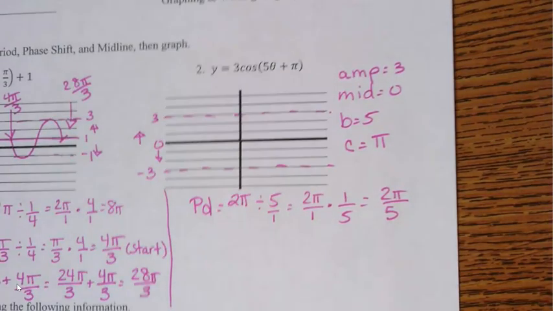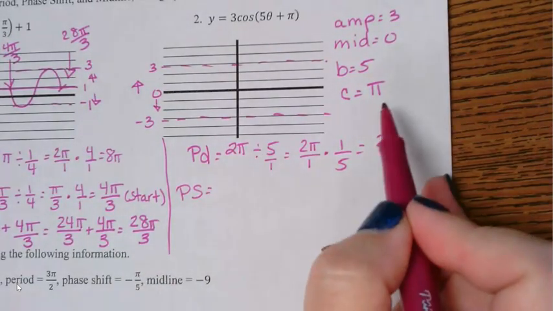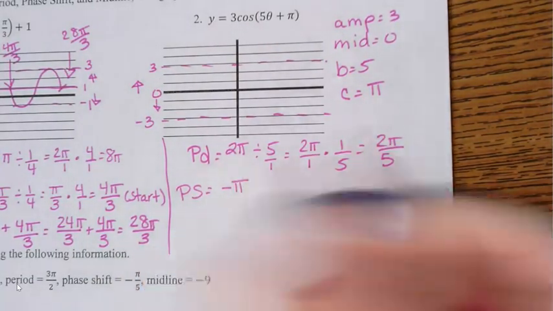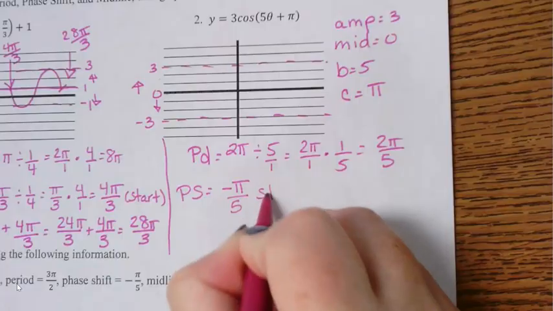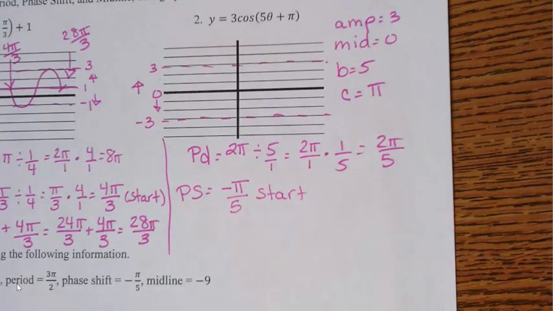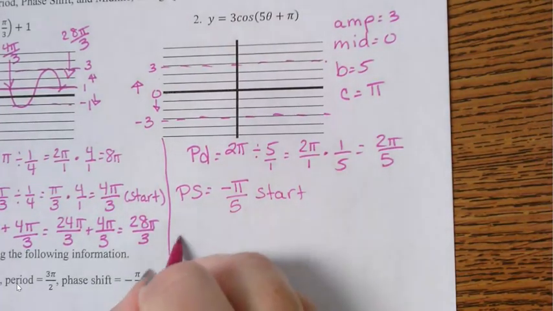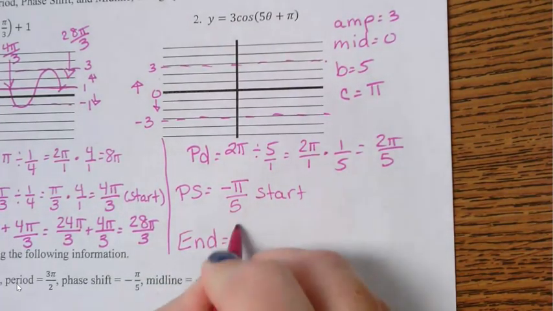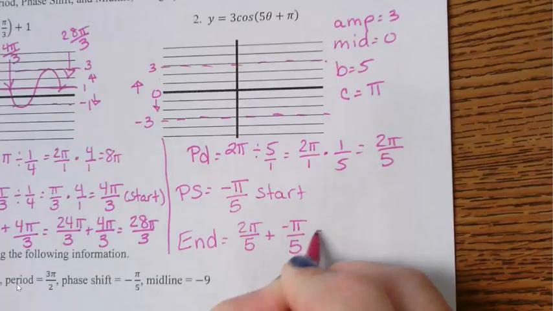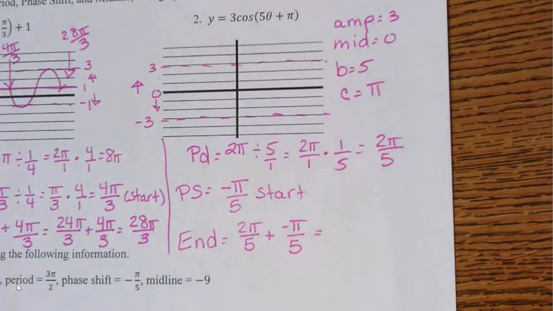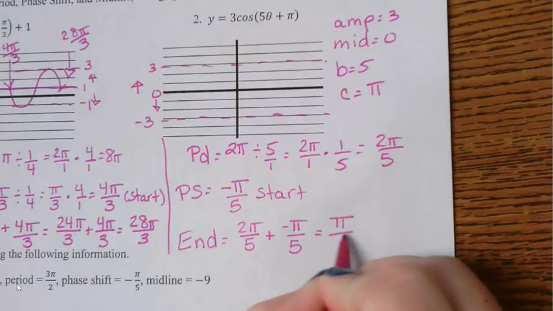Okay. Phase shift, it's positive, so negative pi, and it's over b, and I'll show you here, b is 5. Here's my start. Okay, so that is, you can just plug it in when you don't have any fractions. It's quite lovely. And 2 pi over 5 plus a negative pi over 5. And look at this. This is a good day. Common denominator. So I don't have to do anything but add. So 2 pi plus a negative pi is pi over 5.